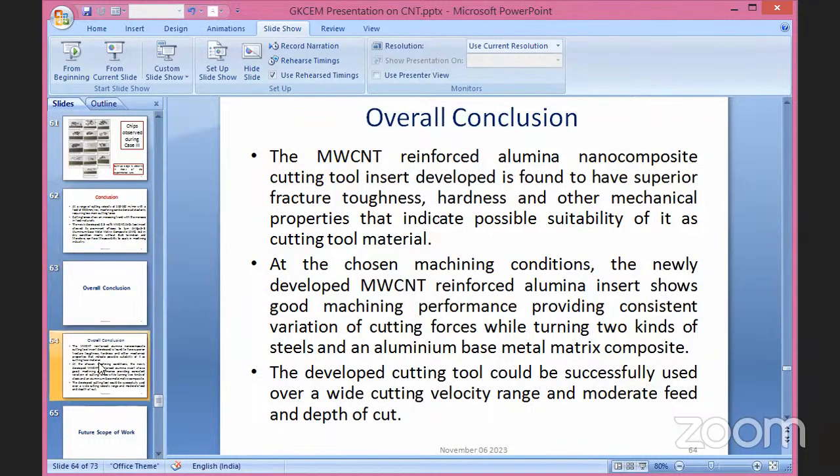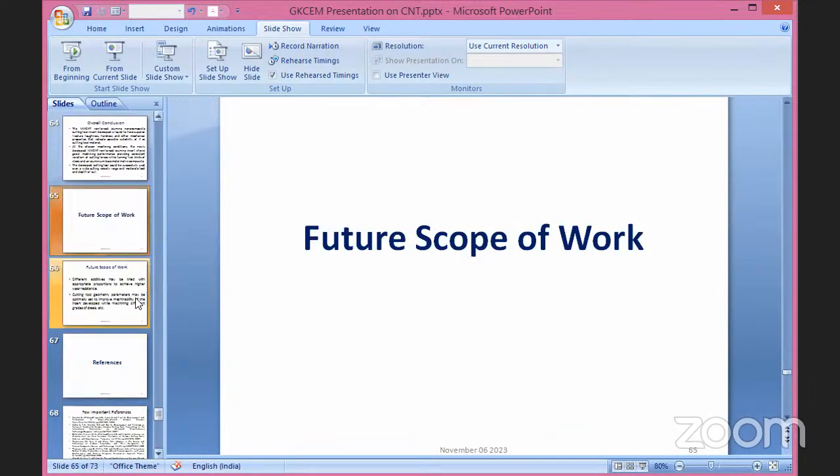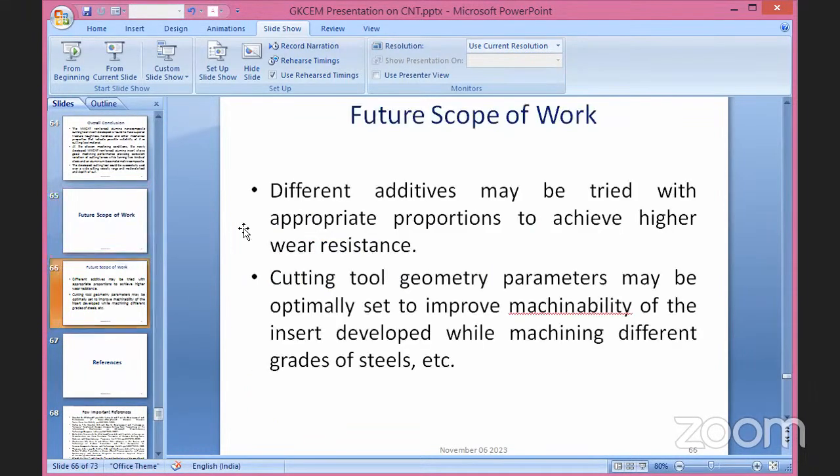Now I show some of the future scopes where people can try further works. Different additives may be tried with appropriate proportions to achieve higher wear resistance. Then cutting tool geometry parameters may be optimally set to improve machinability of the insert developed while machining different grades of steels, etc. These two are the basic scopes what I find.